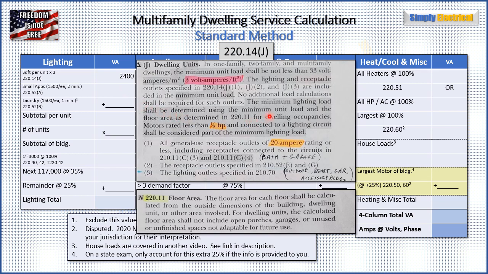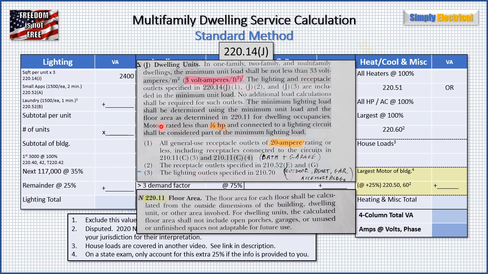Now let's go on. It says the minimum lighting load shall be determined using the minimum unit load and the floor area as determined in 220.11 for dwelling occupancies. So it's telling you where to go to figure out this square footage. Down here, 220.11, floor area. The floor area for each floor shall be calculated from the outside dimensions of the building, dwelling unit, or other area involved. For dwelling units, the calculated floor area shall not include open porches, garages, or unused or unfinished spaces not adaptable for future use. So that's pretty straightforward. It just tells you how to calculate the floor area.